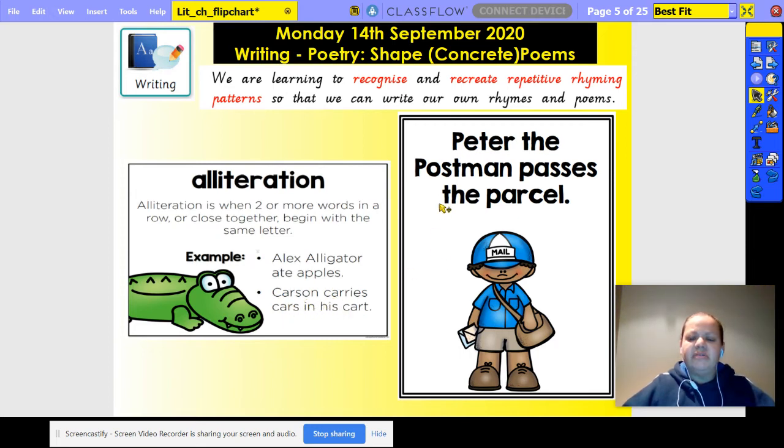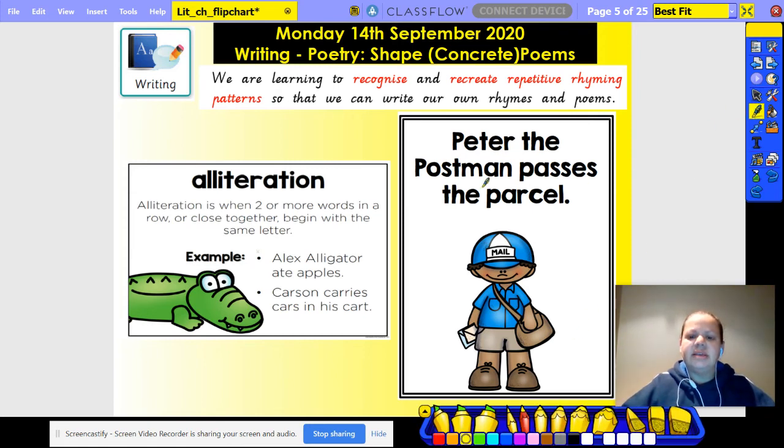Let's have a look if you can figure out what the alliteration in this poem is. Peter the postman passes the parcel. What do you think? What did you find? Let's have a look. Let's see. Peter the postman passes the parcel. So we've got 2 or more words next to each other or close to each other that start with the same sound. So that is alliteration.